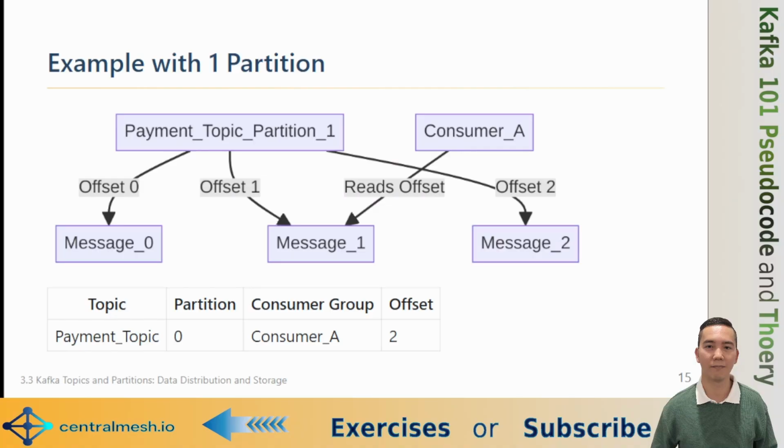Now consumer A has processed the first message and advanced to offset 1. This means it's currently reading the second message in the partition. The offset has been updated to reflect this new position. In the table below, we can see that consumer A's offset has moved to offset 2. By moving to the next offset, consumer A is able to continue processing messages in sequence. This tracking is essential because it allows consumer A to resume processing right from where it left off if there's ever a failure or restart.